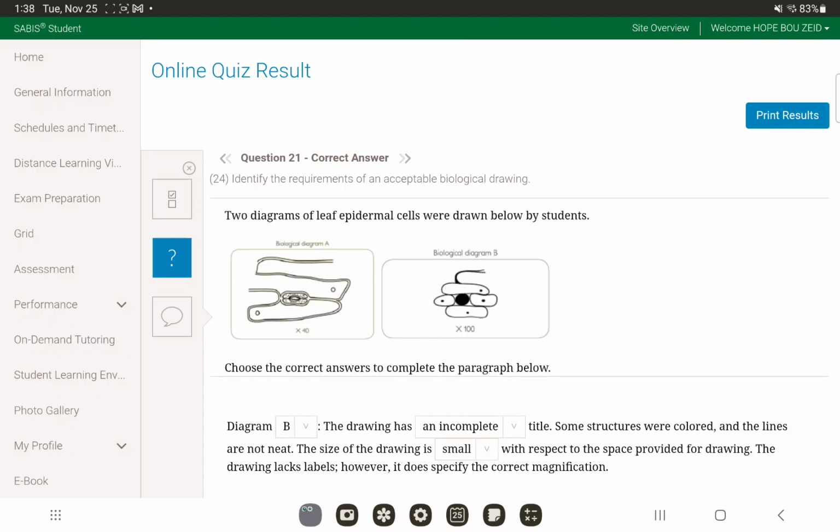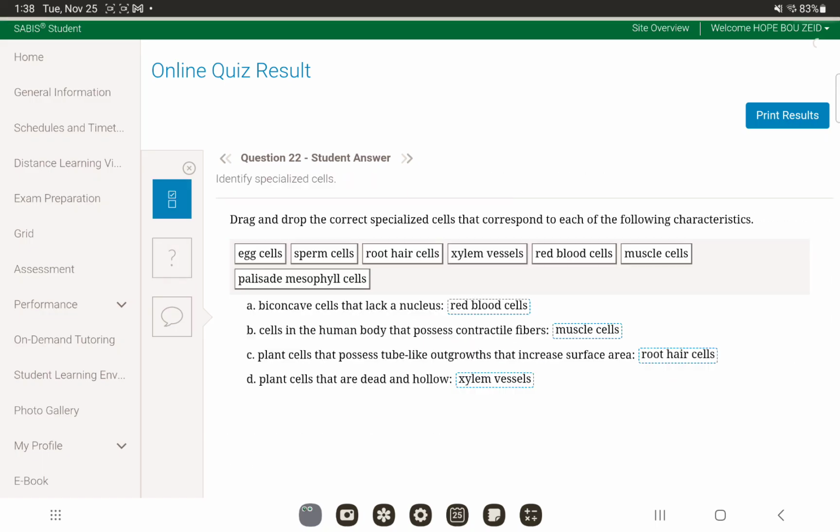So basically, for this question, you just try your best to complete the sentence by what you think is logical. I mean, you just observe the drawings and then just finish the sentences.